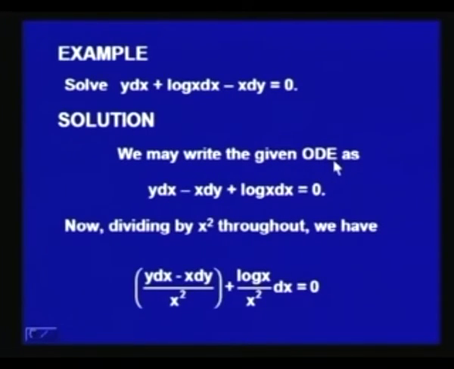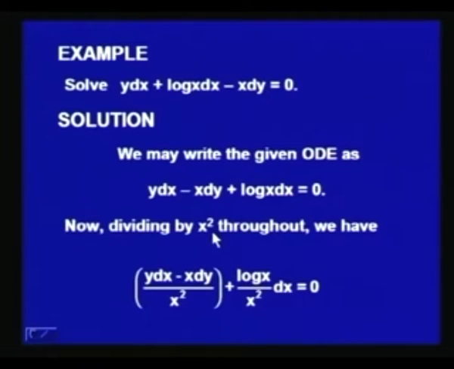We may write the given ordinary differential equation as y dx minus x dy plus log x dx equal to 0. We can regroup the terms y dx and minus x dy together and write y dx minus x dy plus log x dx equal to 0. Now let us divide the differential equation by x square. If we divide it by x square, we can note that (y dx minus x dy) over x square is an exact differential of a function of y over x, and log x over x square is integrable with respect to x.